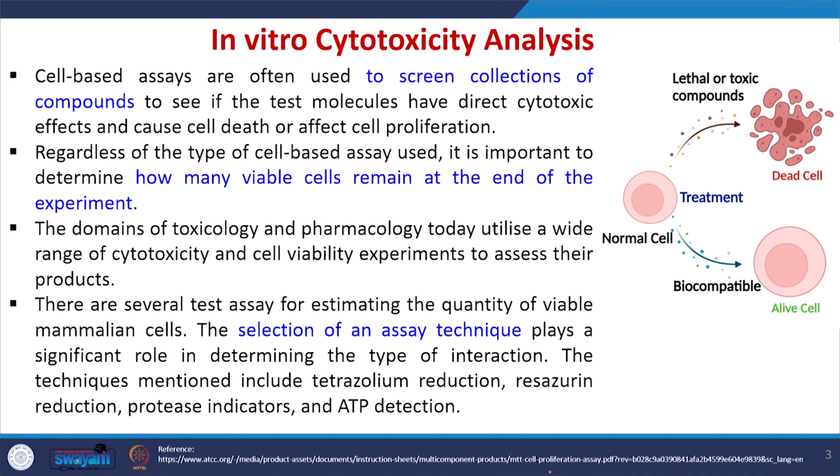Let us see what is in vitro cytotoxicity analysis. Here we will be using cell based assays to screen collections of compounds to check whether the test molecules or nanomaterials are cytotoxic or biocompatible in nature. Regardless of what type of cell based assay we are using, it is important to determine how many viable cells remain at the end of the experiment. And the selection of assay is one of the important parameters. We have to select the right assay and the right cell lines according to our material.